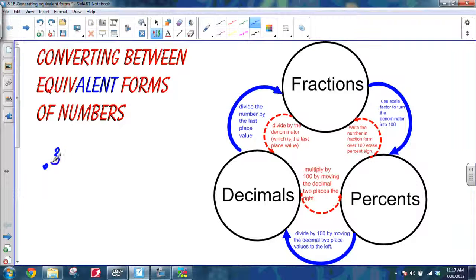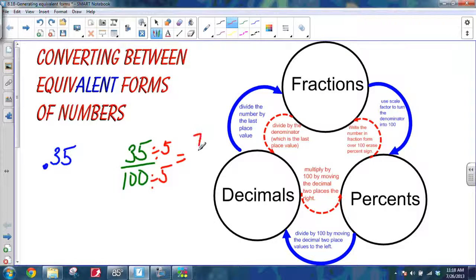If I have 35 hundredths, note I didn't say 0.35. We must remember to say our decimals properly. So with 35 hundredths, the number is 35. And the last place value is the place value of the last digit. So that would be hundreds. So I'm going to divide by 100. Now I have to simplify my fraction because we always need our fraction in simplest form. So I'm going to divide by the greatest common factor, and that answer is 7/20. So this is my answer in fraction form.